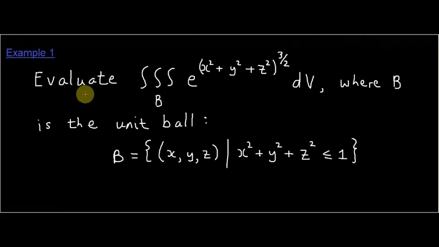Let's look at this example. We have to evaluate this triple integral over the region B, where B is the unit ball defined by this set, all triples x, y, z, in other words rectangular coordinates, such that x squared plus y squared plus z squared is less than or equal to 1. This, of course, is the equation of a sphere, and hence we're going to use spherical coordinates to evaluate this triple integral. So let's look at that.